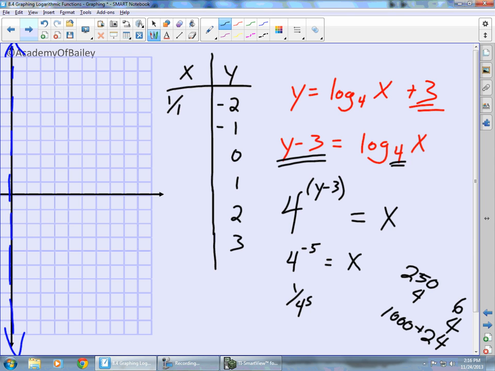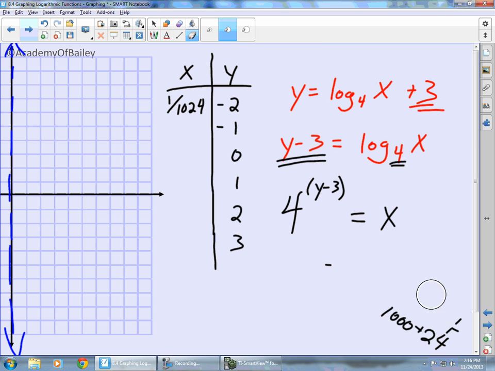1 over 1,024. Probably not going to be very much fun to graph that one. You can graph it, though. I'm sure you can find some small dot to put there on that point.